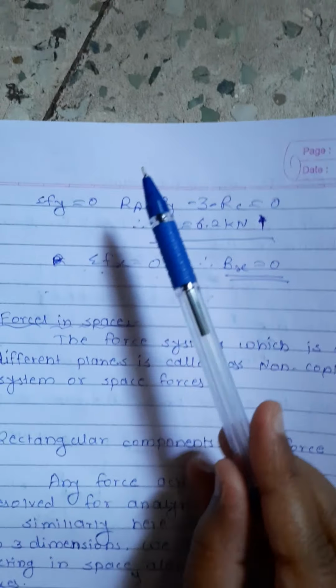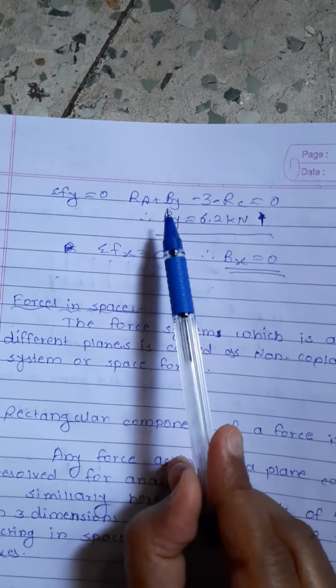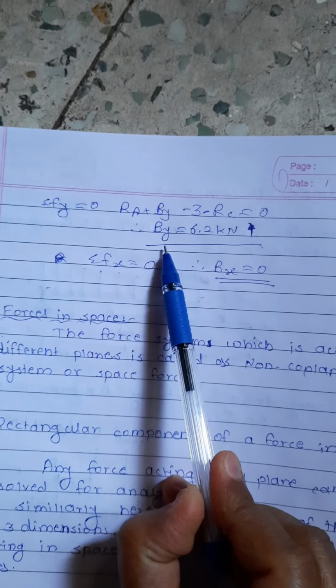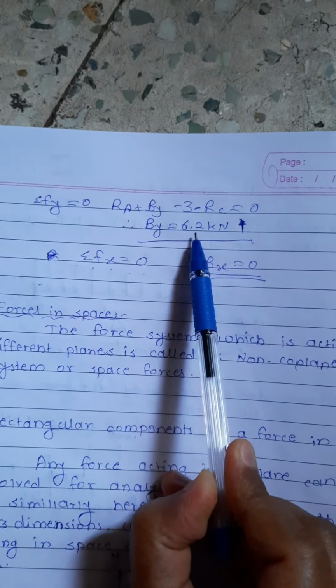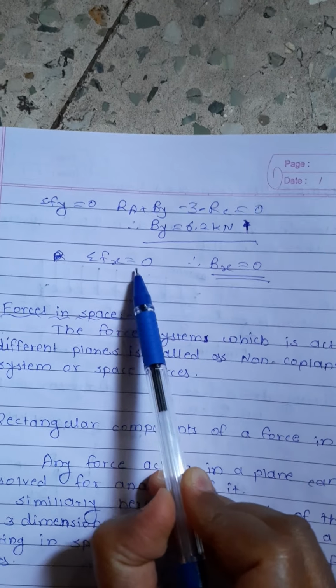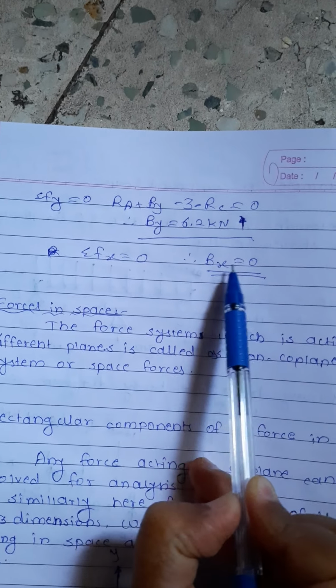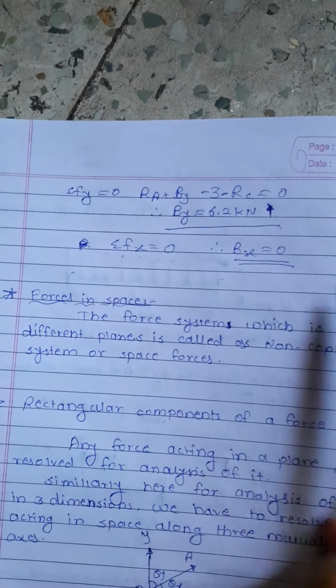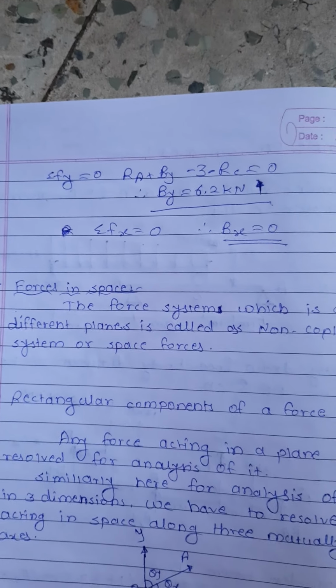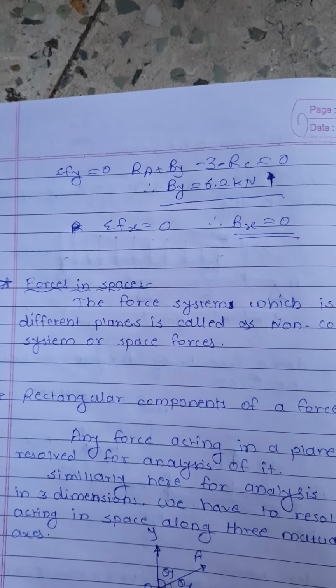Now apply the next condition, summation of forces along y equal to 0. So here you will get from this y component at point B, 6.2, and summation of forces along x equal to 0. So only one force Bx is acting, so it is equal to 0. Here it completes the part of analysis of beam.